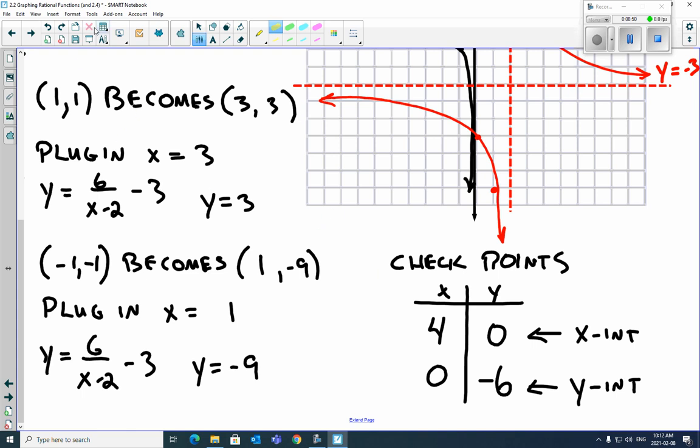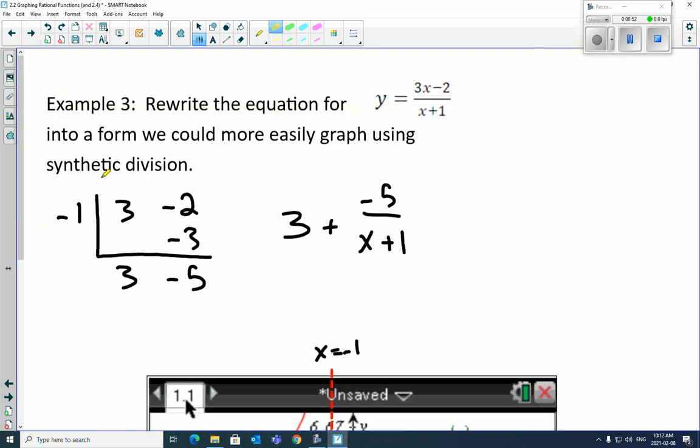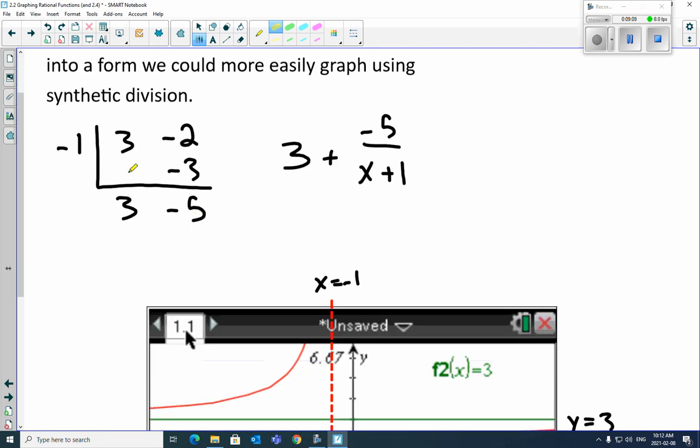One more example, I think, last page. Rewrite the equation. Now look at this one here. So there's lots of ways to look at this. We got 3x minus 2 over x plus 1. So we can look at it into a form that's easily graphed. So we can do synthetic division if we want, right? So we have a 3 and a negative 2. We plug in a negative 1 in the front because that's what would make this 0. Drop your number, multiply, you know the rule. So we end up with 3 and negative 5 over x plus 1.